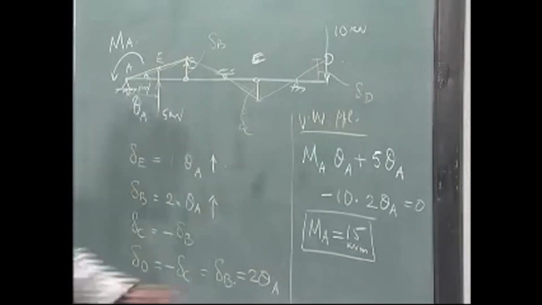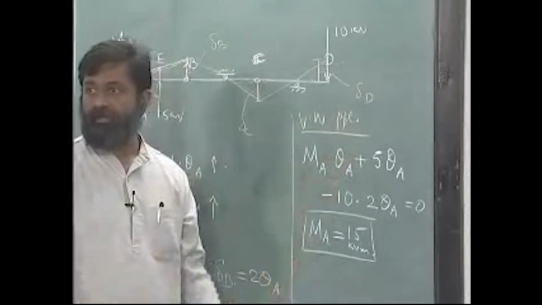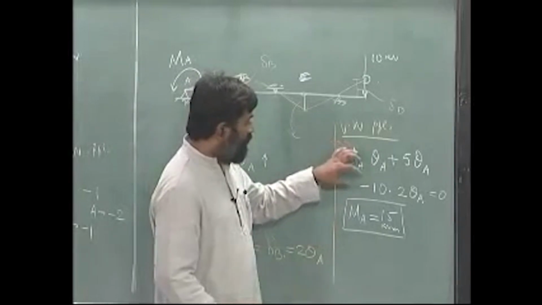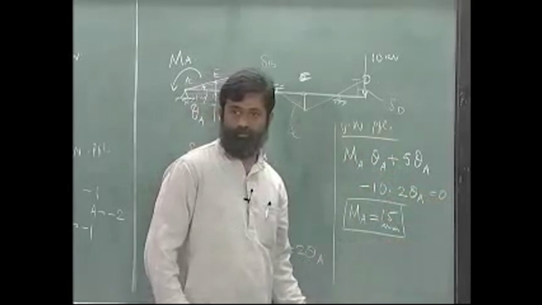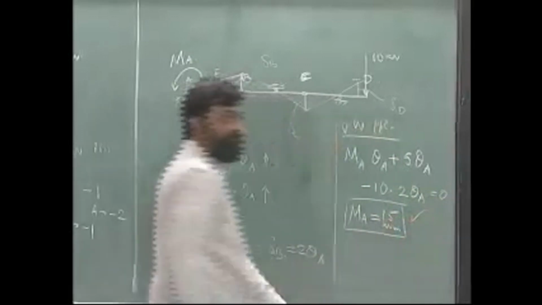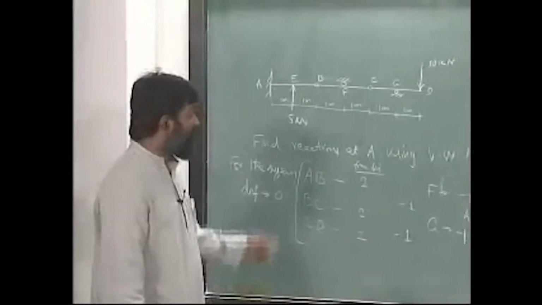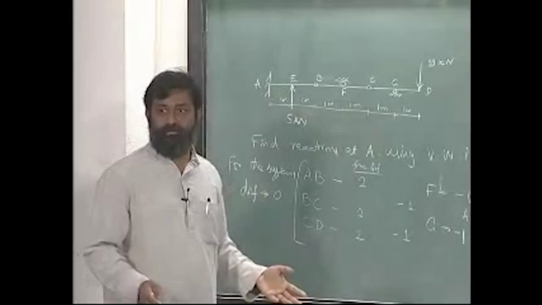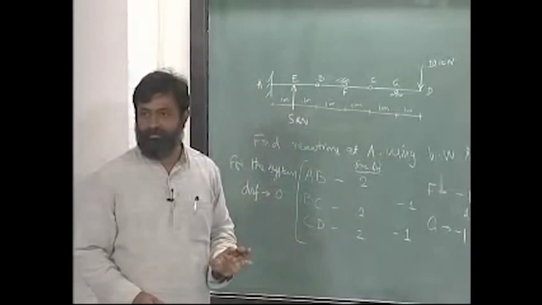Okay. Why is it so? Because theta A cannot be 0, it is arbitrary. If it is 0, it does not make any sense, and therefore MA should be equal to 15 in order to satisfy this equation. That is it. Okay. One of the advantages of this is if kinematically admissible displacements are easy to find out, nothing can beat virtual work displacement method.